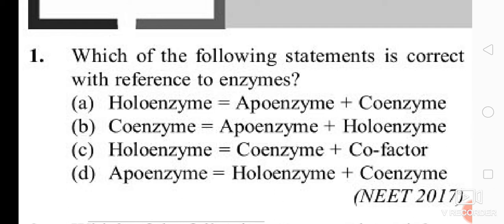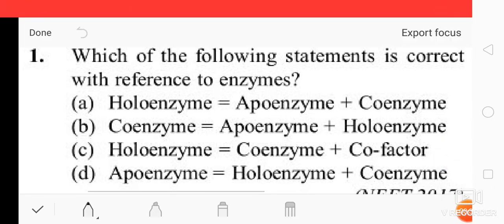Which of the following statement is correct with reference to enzyme? Option A, holoenzyme is equals to apoenzyme plus coenzyme. Option B, coenzyme is equals to apoenzyme plus holoenzyme. Option C, holoenzyme is equals to coenzyme plus cofactor. Or option D, apoenzyme is equals to holoenzyme plus coenzyme. And the correct option for this question is option A, holoenzyme is equals to apoenzyme plus coenzyme.